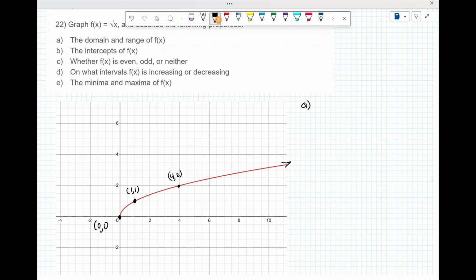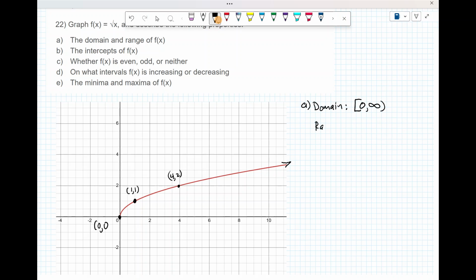So let's think about what's the domain. The possible x values, the smallest x value is 0. And 0 is part of our domain, so we'll do square bracket 0. And it keeps going to infinity, right? You can plug any positive number into the square root function and you will get an output. So my domain is from 0 to infinity.